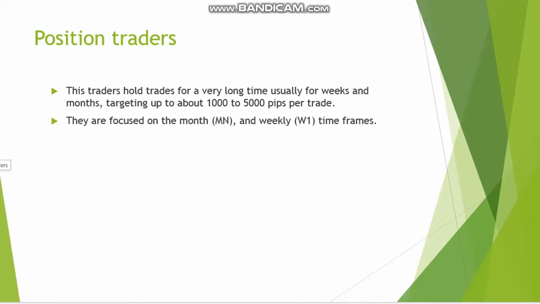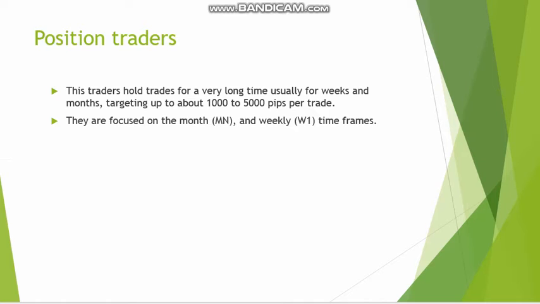We have time frames, we have the monthly, the weekly, and everything. So the time frame you use will indicate the type of trader you are. If you are a position trader, you'll be using the monthly time frame and the weekly time frame, giving you information on what happened in the past months and the past weeks. So these traders hold trades. In a year, a position trader can have just 3 trades.